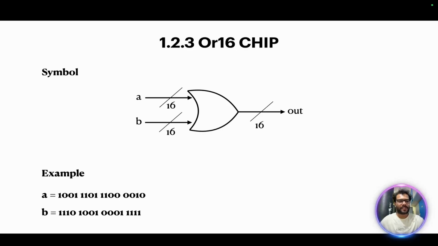Now I'll take the same example as I did with the AND gate, and I'll just answer for the first 4 bits. 1 and 1 will give you 1, 0 and 1 will give you 1, 0 and 1 will give you 1, and 1 and 0 will give you 1. So take 2 bits and compare them. If both of them are 0, return 0. If at least one of them is 1, the output will be 1. You can verify this on your own. Let's move on to the last chip of this section, which is the Mux16.